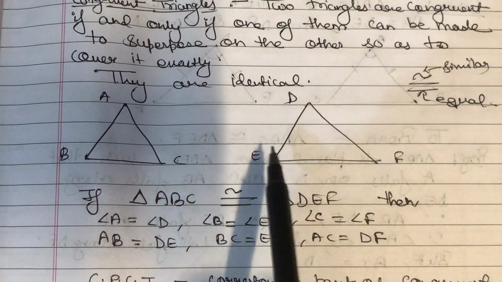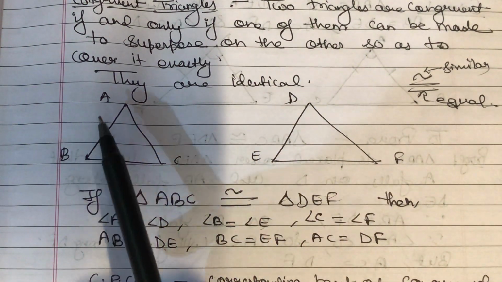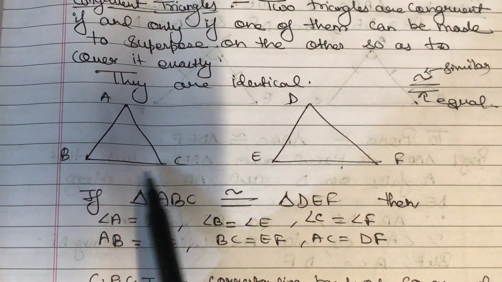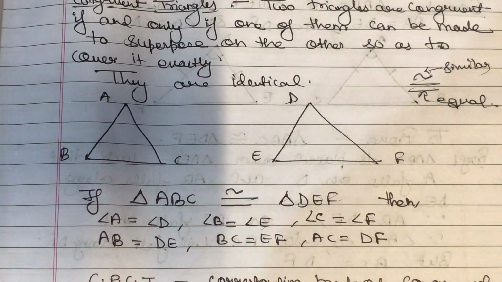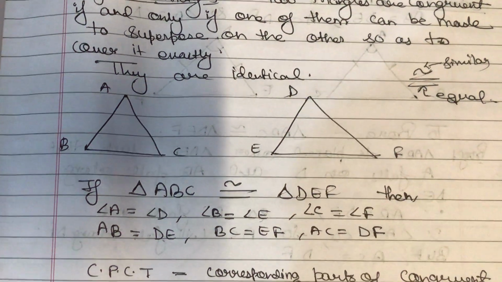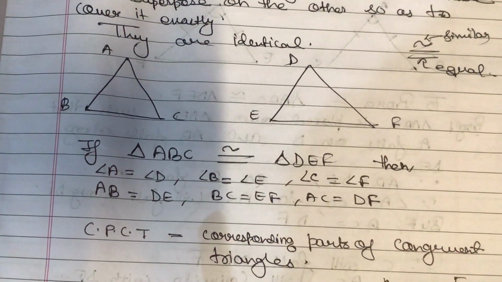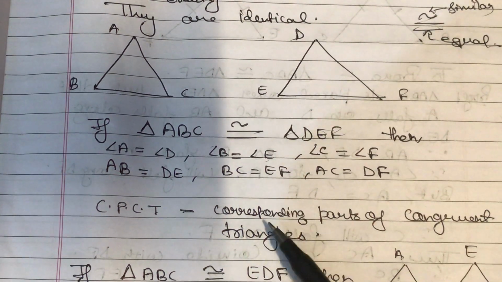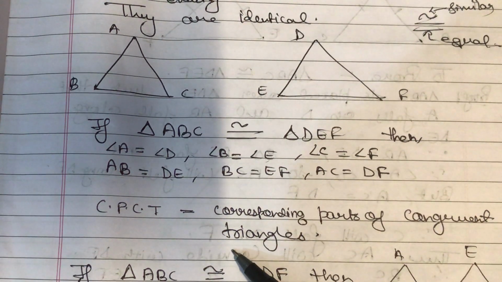Similarly, I have drawn the figure. Now from here you can say that AB is equal to DE, AC is equal to DF, and BC is equal to EF. This property of congruency is known as CPCT, that is, corresponding parts of congruent triangles. So the corresponding parts of congruent triangles are equal.